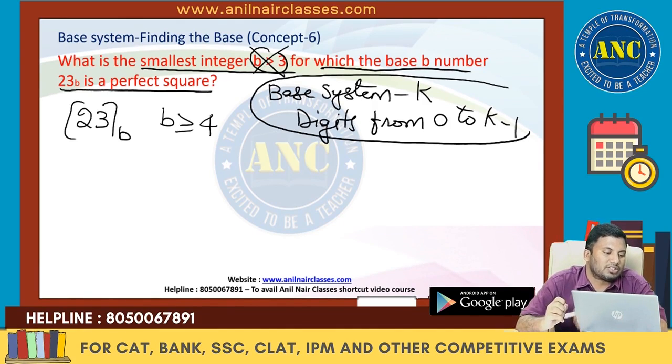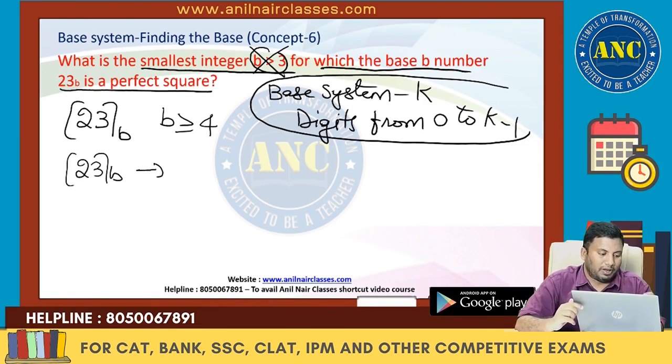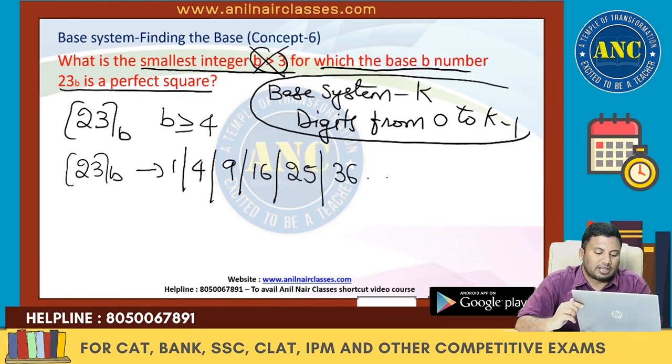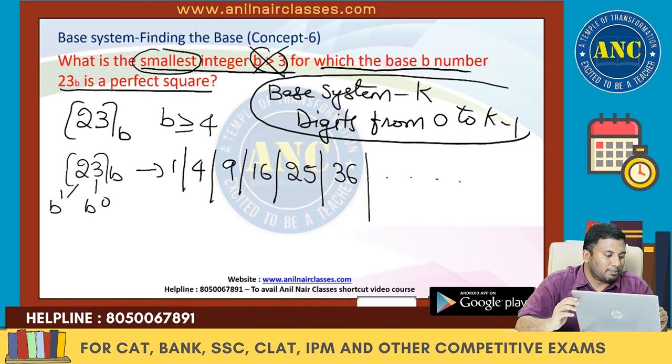23 in base b, it is a perfect square. So, what are the perfect squares? 1 squared is 1, 2 squared is 4, 3 squared is 9, 4 squared is 16, 5 squared is 25, 6 squared is 36 and so on. We are interested in finding the smallest integer. This is b power 0 and b power 1. So, 2b plus 3 should be a perfect square.